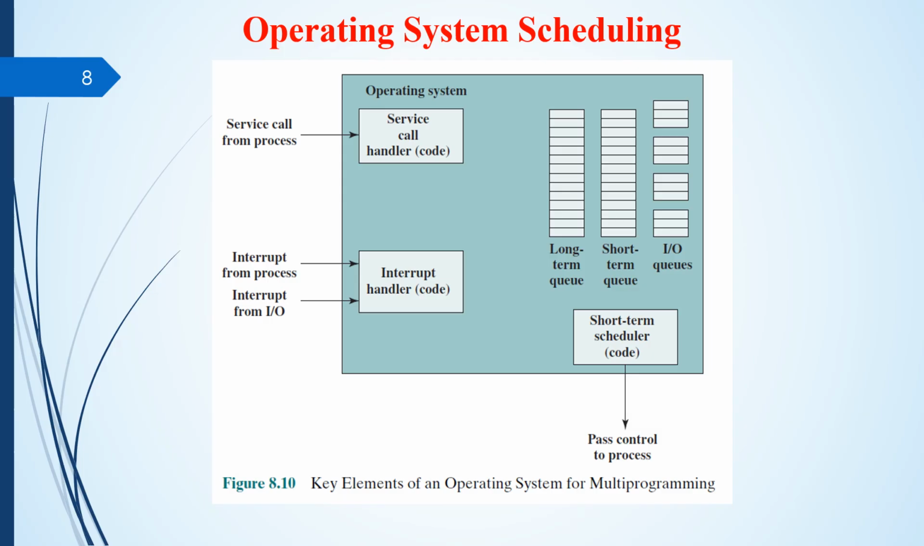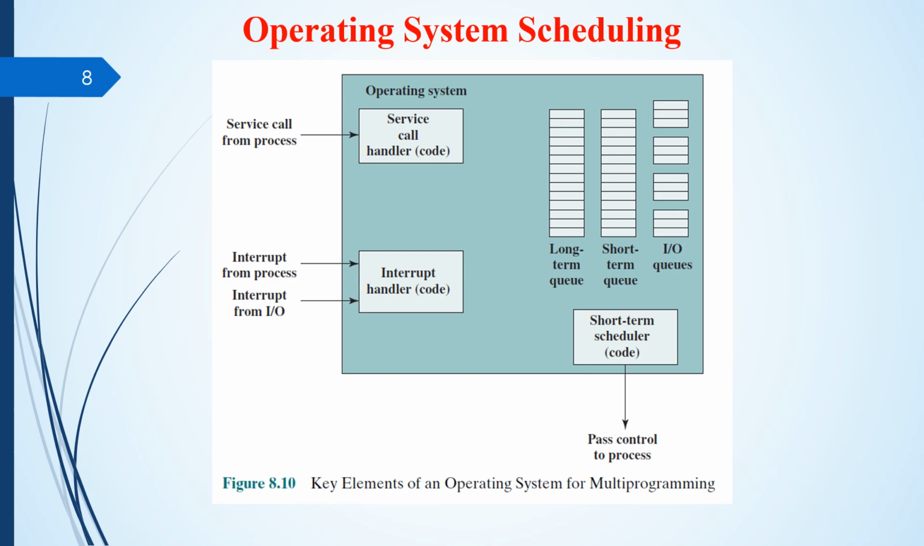As you can see in the figure, this shows how an operating system works when multiple programs run at the same time. When a process needs something like opening and reading a file, the service call handler takes care of it. If an interrupt happens, like a timer ending, input and output finishing, or some hardware event, the CPU pauses and the interrupt handler handles it.